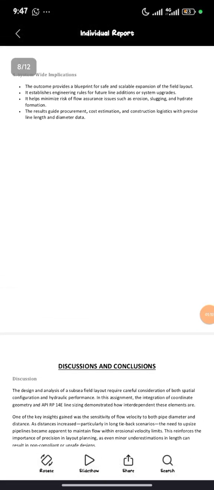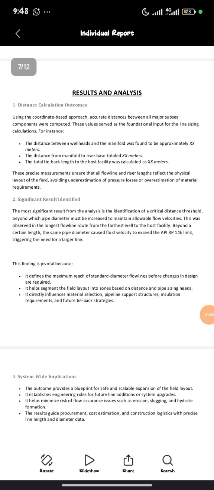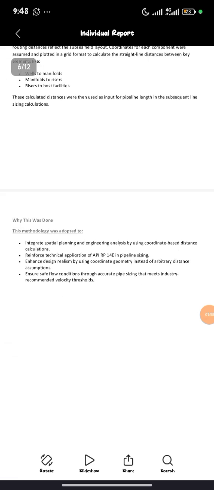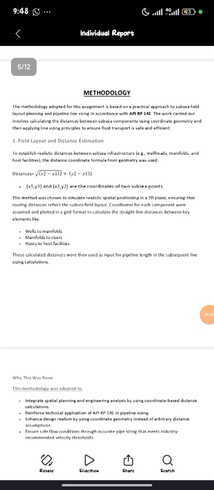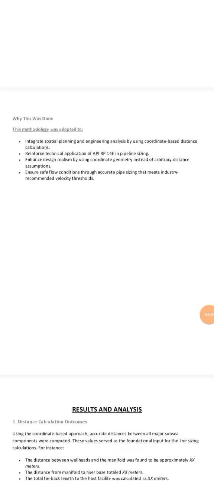Now, why was it important? Accurate distance calculations are critical. They are very critical because they directly impact pipeline sizing, flow assurance, and overall system safety. Using the proper method helped us estimate pressure drops correctly, determine material needs, and avoid under or over designing the pipelines.